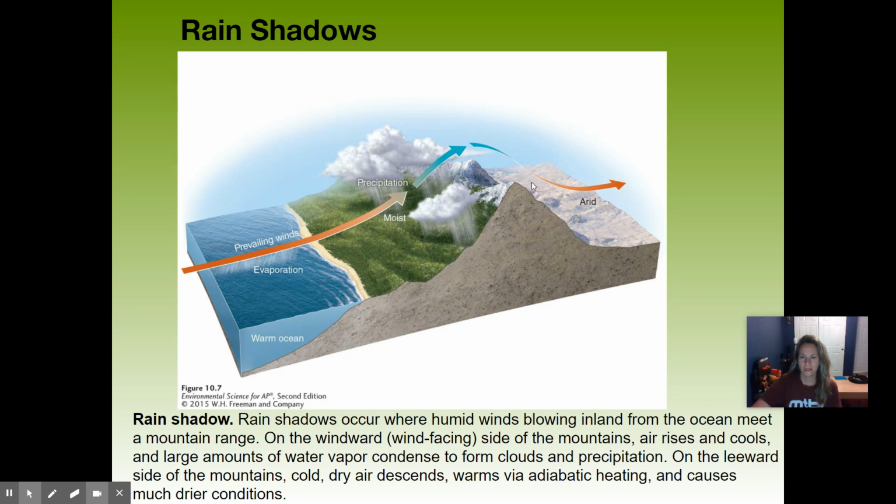And you get the same thing in Nevada. So think of these as being the Sierra Nevadas. And this is Nevada over here. This is the western part of Tahoe. And so we've got moisture evaporating here.